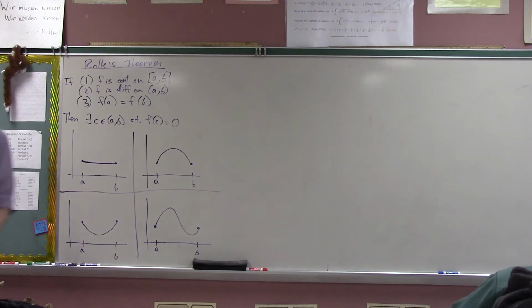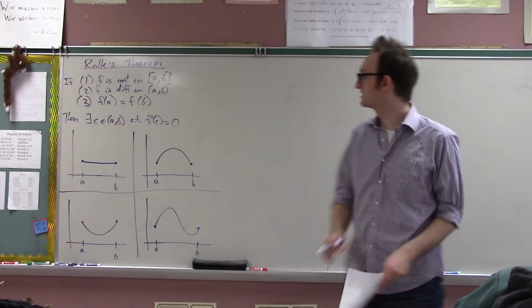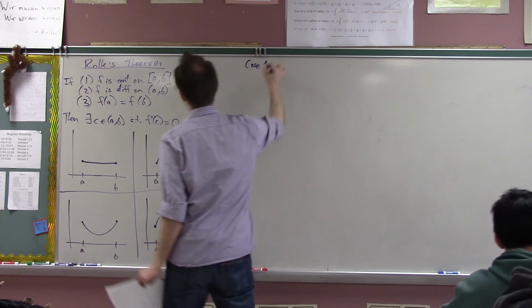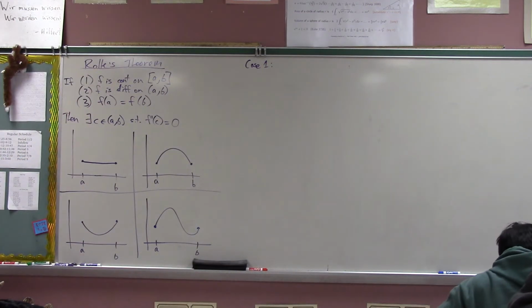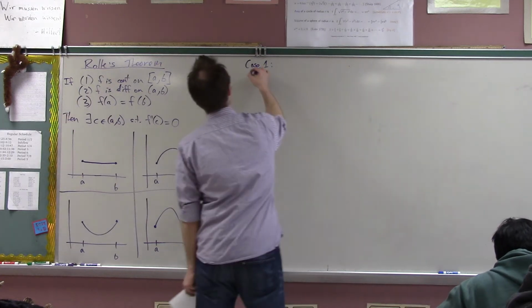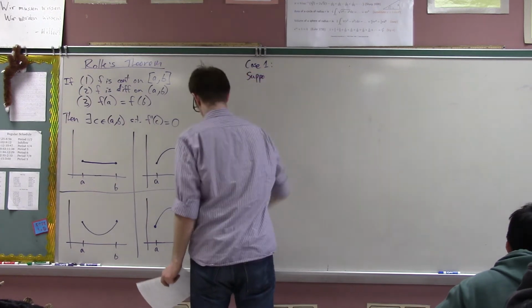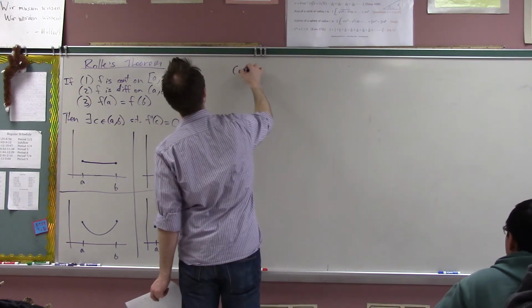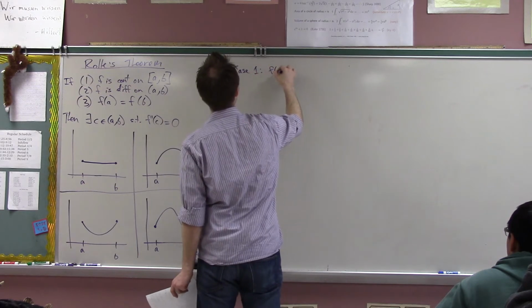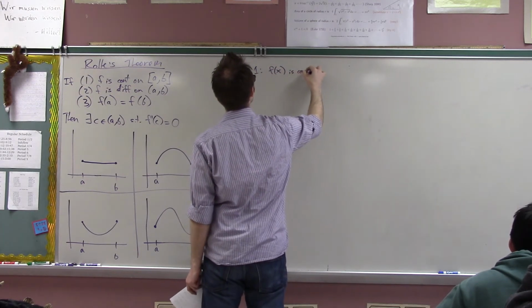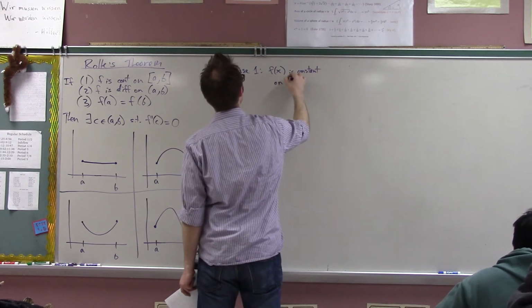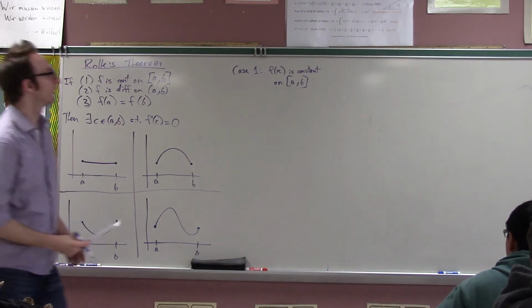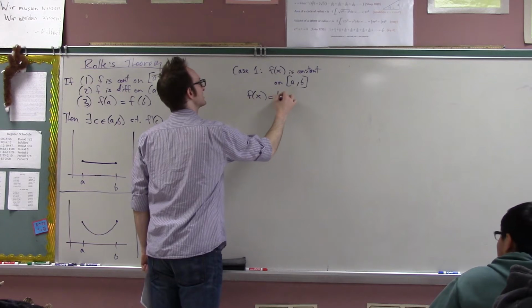let's prove it. This proof naturally breaks down into cases. So let's do case 1 first. Case 1 is the case in which the function is just constant. This seems kind of easy. So case 1 is f of x is constant on the interval AB. So supposing the function has no change, if the function is constant, then f of x just equals k.